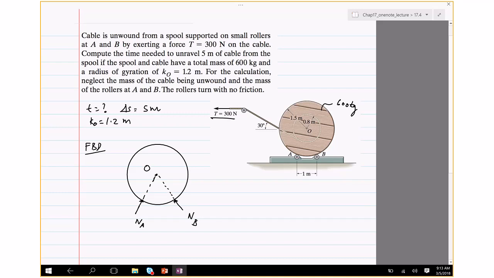Now we're going to assume there's gravity. So the gravity force is mg. And somewhere here there is the tension force.